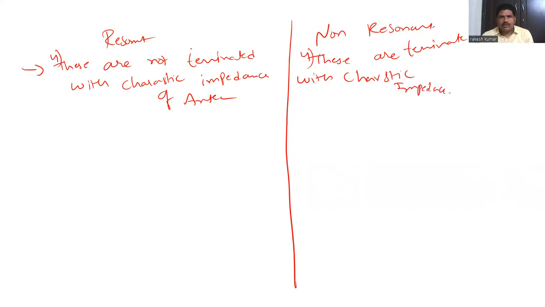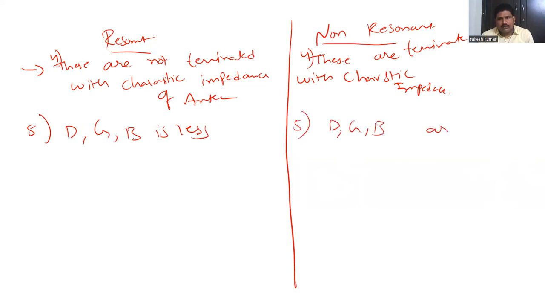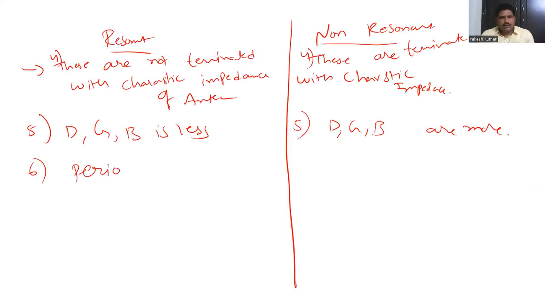So we have seen that resonant has a bidirectional pattern, here unidirectional. Due to this, the directivity, gain, and bandwidth are less here, whereas here directivity, gain, and bandwidth are more. These antennas are also called periodic antennas, whereas these antennas are called non-periodic antennas.